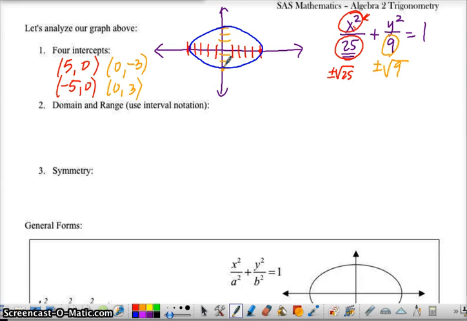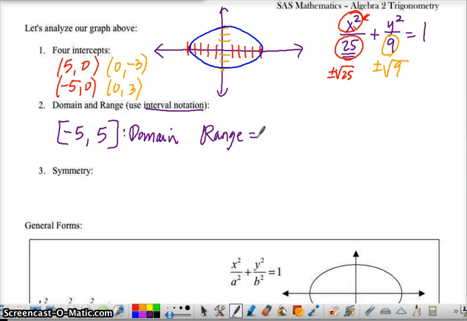Now for identifying the domain and range, what is my domain? Let's do it in interval notation. The most left it goes is negative 5, the most right it goes is 5. It does include both those values, so that is my domain. My range is equal to, well, the lowest it goes is negative 3, the highest it goes is 3. It includes both those values, so it just has a bracket on both ends, lowest number first, highest number second. So my domain is from negative 5 to 5, my range is from negative 3 to 3.